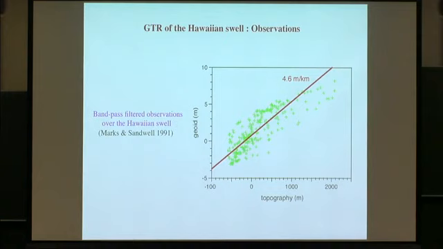So here is a basic approach that was followed by Marks and Sandwell, for example, back in 1991, is to look at points distributed over the Hawaiian swell and to plot the geoid on the vertical axis, the topography on the horizontal axis. And when you do that for several hundred points, you take a regression line through it and you get 4.6 meters per kilometer. So that's a typical value for the thermal rejuvenation model.